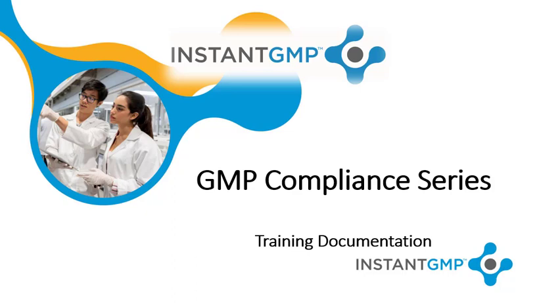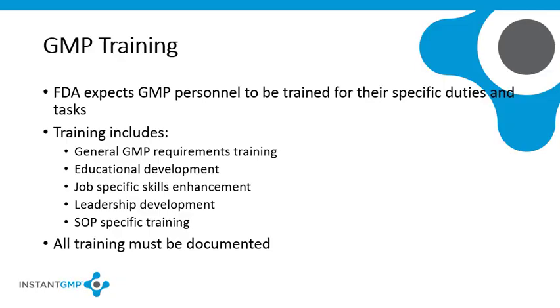This presentation addresses training documentation. Training and documentation of training is an essential element of good manufacturing practices. The FDA expects all personnel who are in manufacturing and quality operations to be trained for their specific duties and tasks. The training may include general GMP requirements training, educational development, job-specific skills enhancement, leadership development, or SOP-specific training. In any event, all training must be documented.